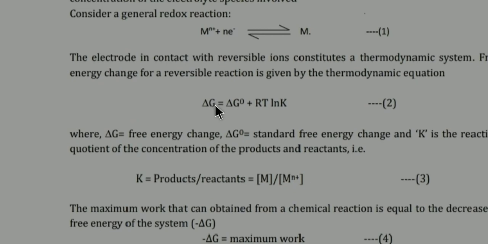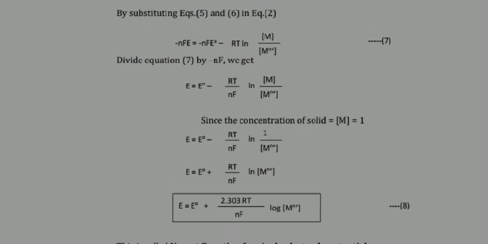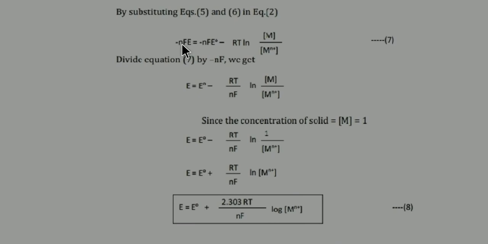Now you substitute these equations in the second equation. So you substitute the delta G value, that is minus nEF, and the delta G naught value, minus nF E naught, and I have also substituted the ln K value, so it is minus RT ln K. ln K was there, no?